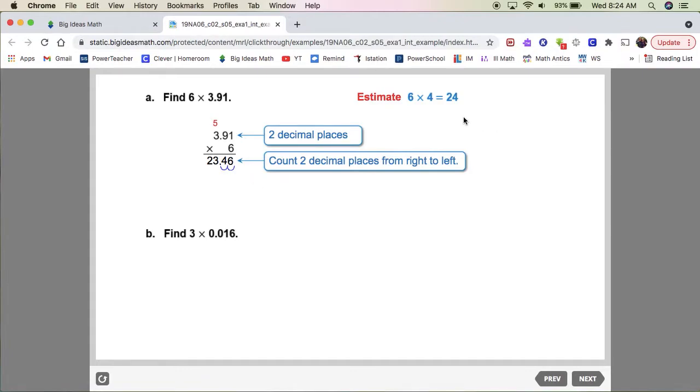Yes, this is a great time to use estimation because 24 is close to 23.46. If you had put your decimal point right here, your answer would be 2.346. Or if you'd put your decimal point here, it would have been 234.6, neither one of which is close to 24.